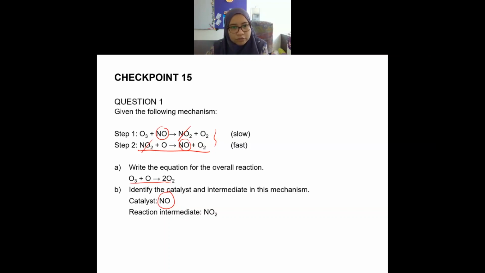How about O? We have O, we have O2. O2 will be totaled up. That's why we end up with 2 oxygen. Yes. O3 plus O will be the reactants, the only reactants left. Okay, alright. So that is all, guys.